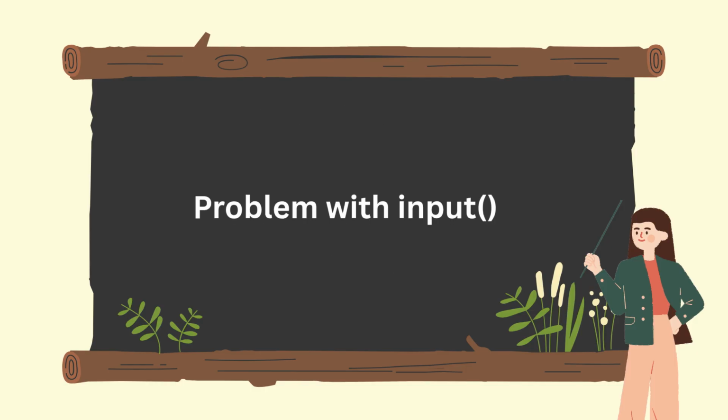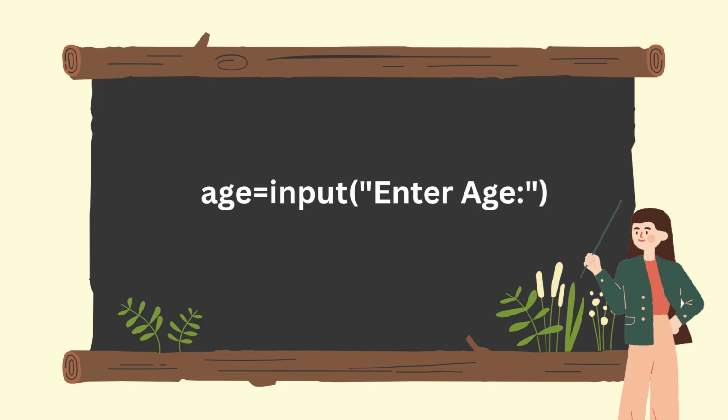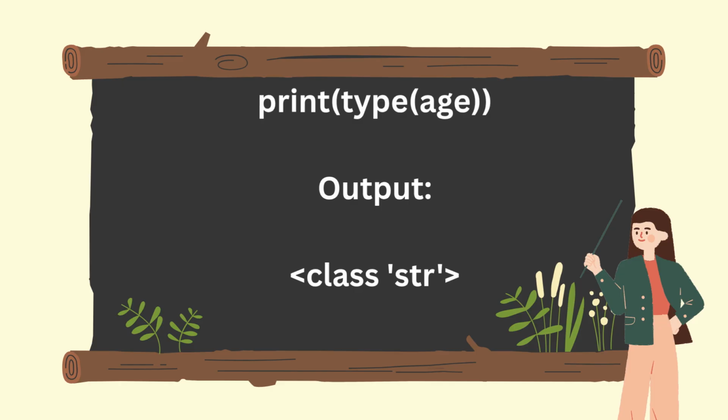Now let's understand the important point. Suppose we write age = input("Enter age") and the user enters 20. You may think Python stores it as a number. Actually, Python stores it as a text, or a string. Let's check. print(type(age)). Output is str. This is why we need type conversion.